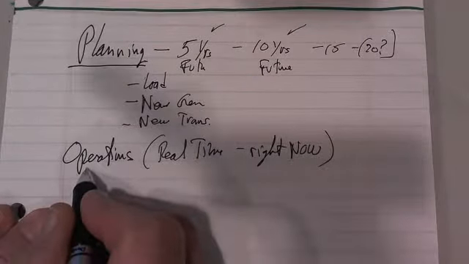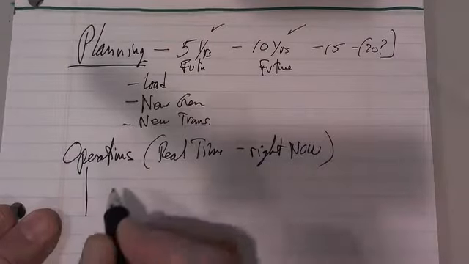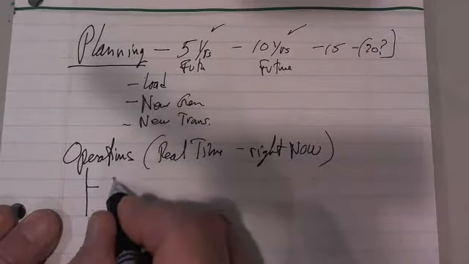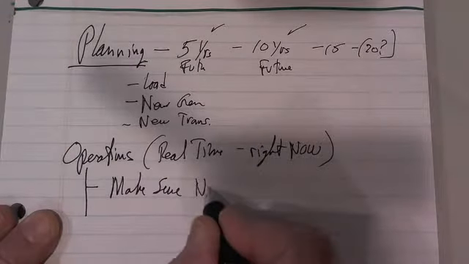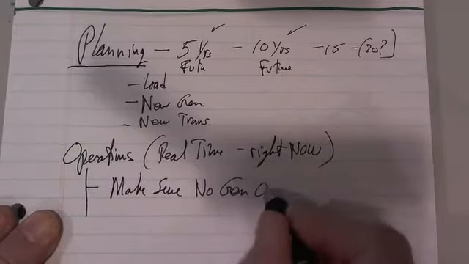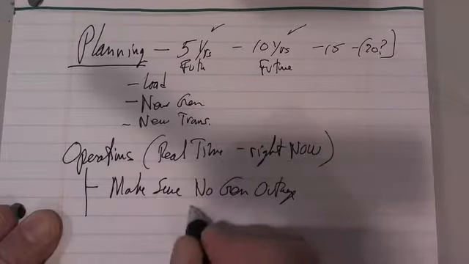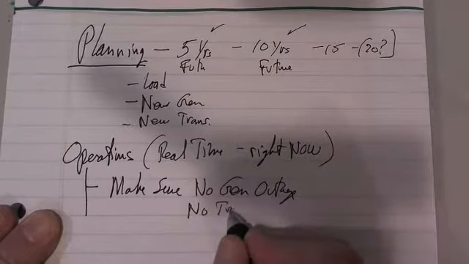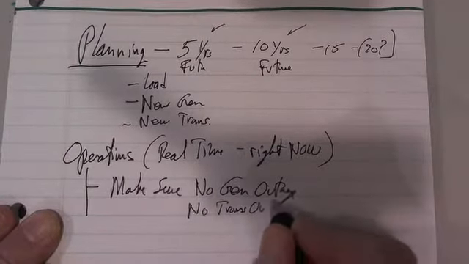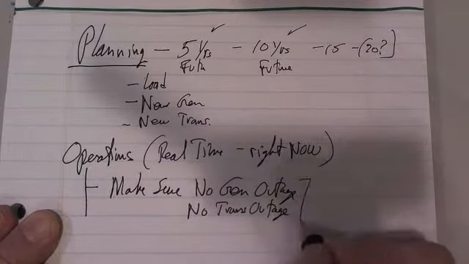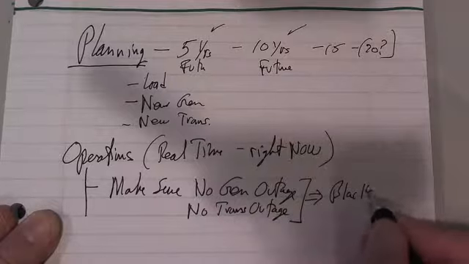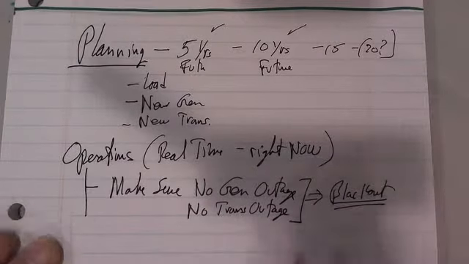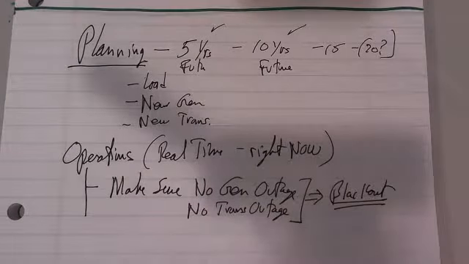And so the operations people, sometimes it's called operations planning, have to do a series of things, and what we want to do is make sure no generator outage and no transmission outage causes a blackout. Now, that's pretty drastic, a blackout.